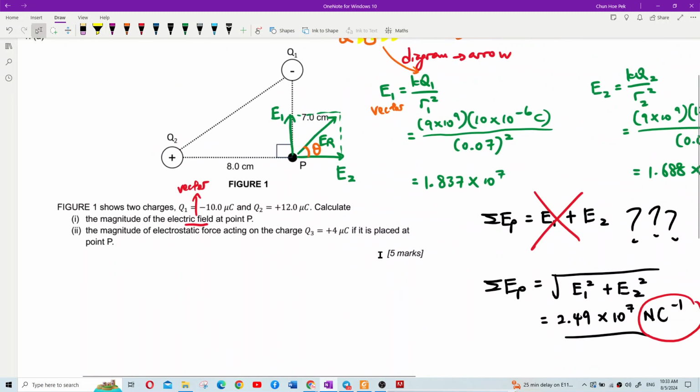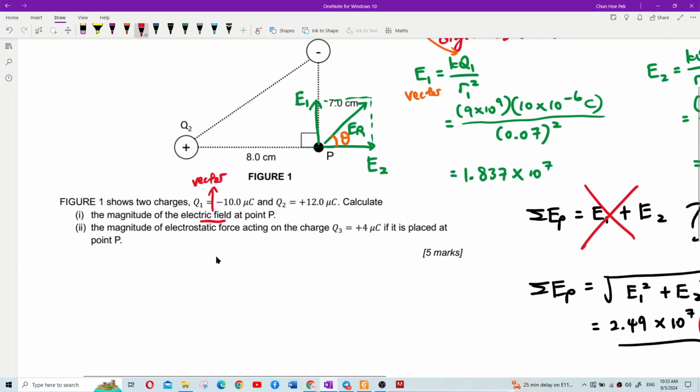The next one. Find the electric force. Electric force is F, just like electric field is E. Electric force is also a vector. Find the force if charge Q3, which is 4 microcoulomb, is put at point P. So how do you find the force at Q3? Let's say I put a positive charge here. This one is Q3. So what is the force acting on Q3?